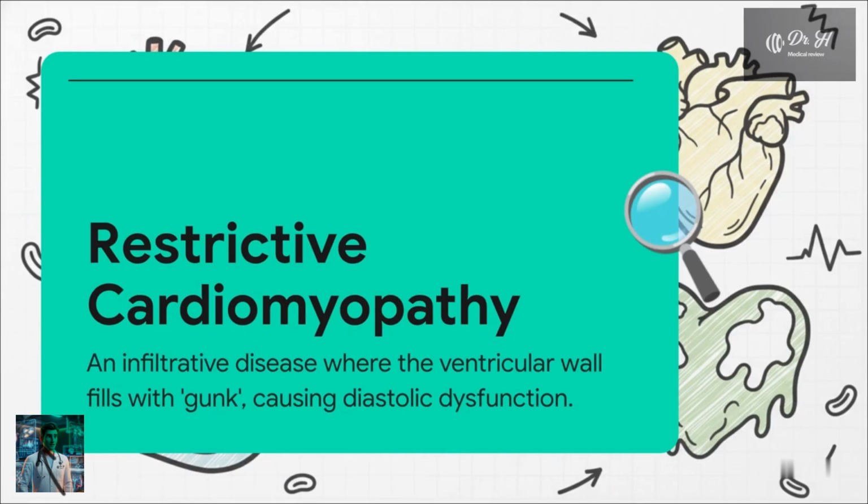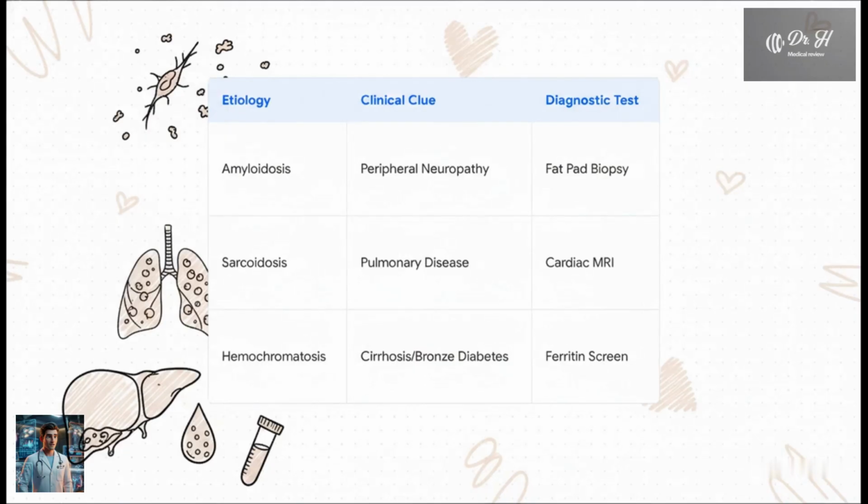We're talking about things like amyloid proteins or inflammatory cells or even iron deposits. And all this gunk makes the heart wall incredibly stiff and rigid like concrete. It just can't relax and stretch to fill up with blood. So once again, we're back to a classic filling problem. So what exactly is this gunk?